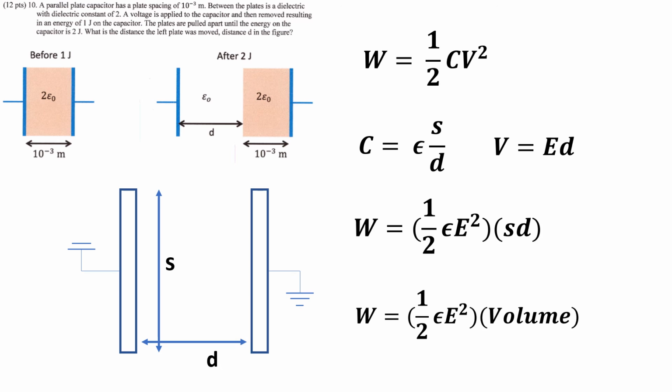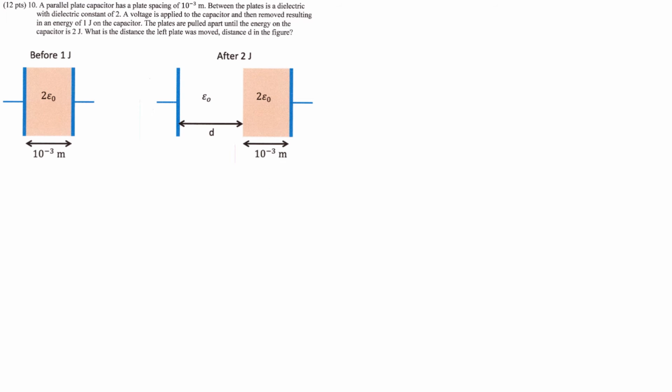Once we combine all three equations, we get that the energy stored in a parallel plate capacitor is 1/2 epsilon times the electric field intensity squared multiplied by the volume, which in this case is the surface area of one plate multiplied by the distance between the plates. We can now combine everything we just talked about to solve this problem.